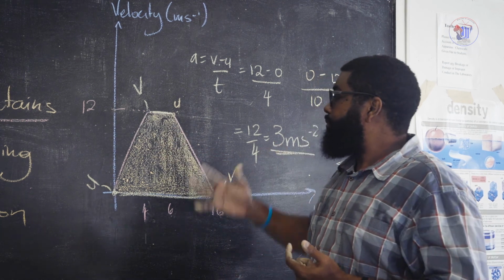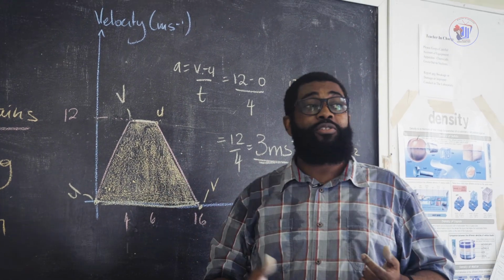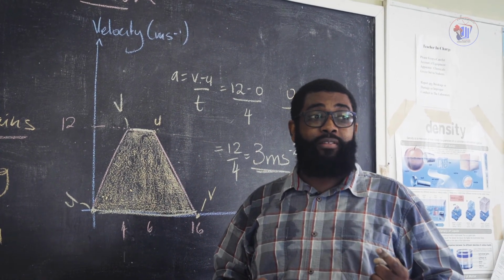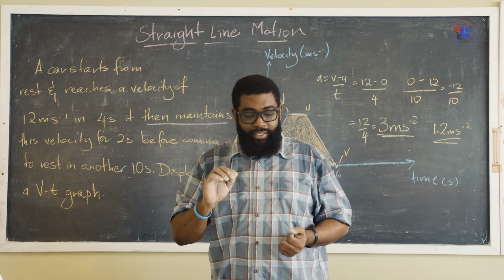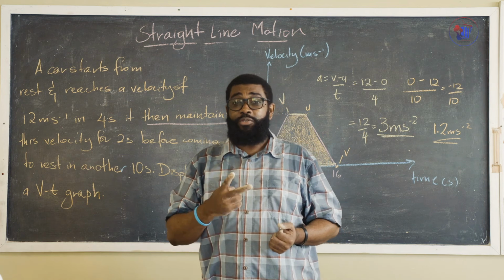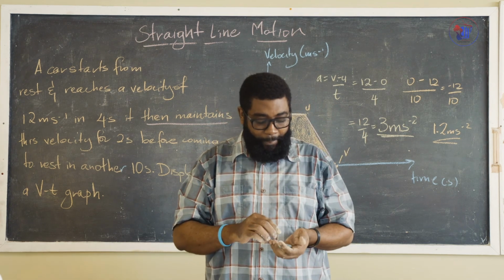So, gradient is acceleration and area is distance traveled. Please remember this. Now, just to wrap up, we looked at 5 terms and 2 graphs today. Forgive my very chalky hands. Part of being a teacher.